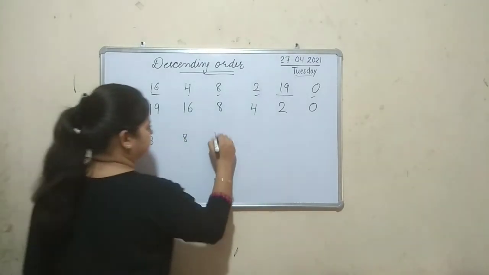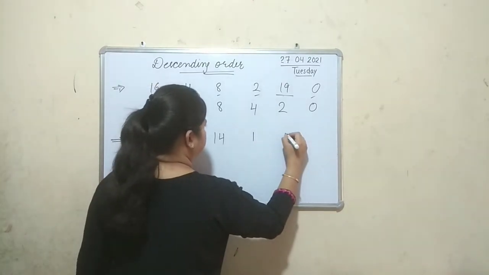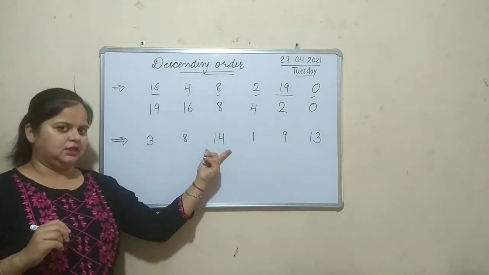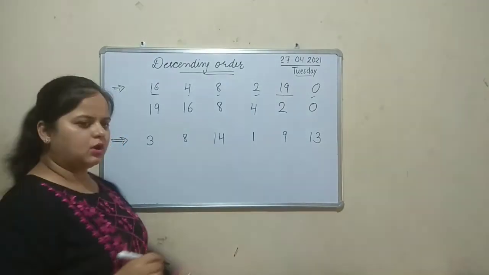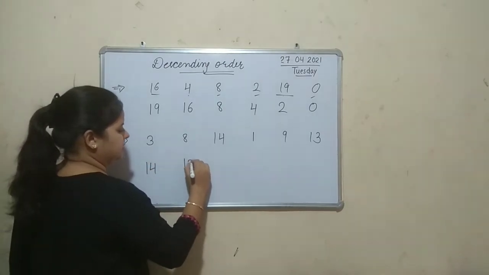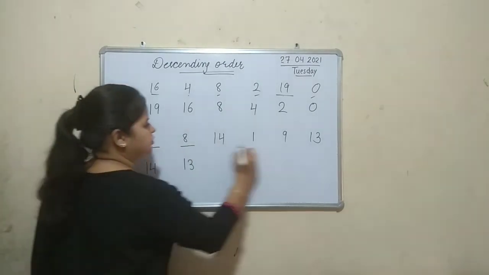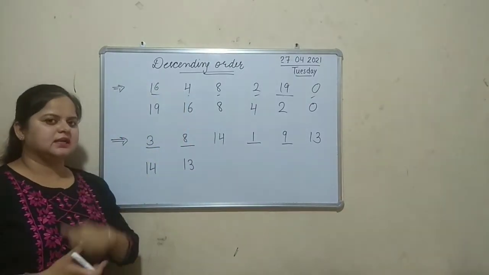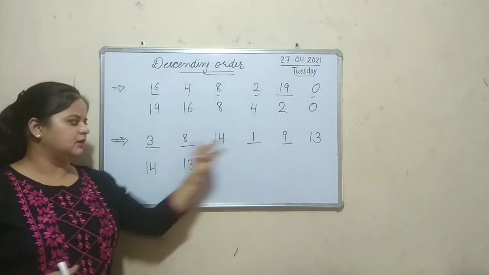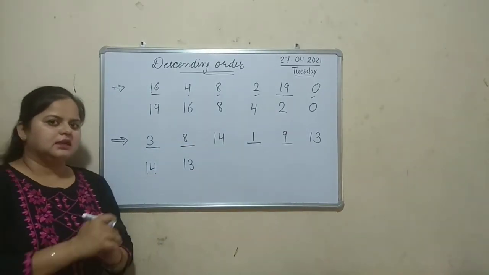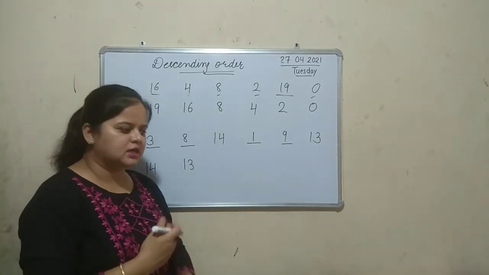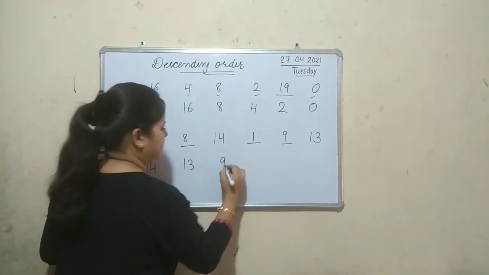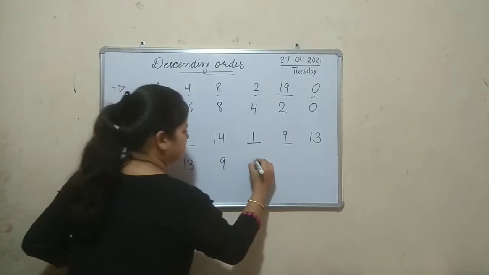3, 8, 14, 1, 9 and 13. 14 is the greatest number from these all. After that 13. Now we have 1, 2, 3 and 4 smallest numbers. From these all, which is the greatest one? 3, 1, 8 and 9. In counting from 1 to 9, which comes last, means which is the greatest number? Number 9. And before 9, 8 will be there.